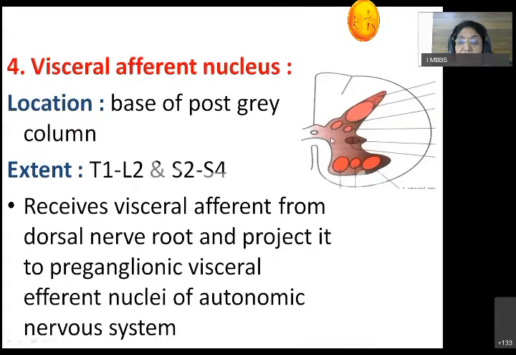It receives afferents. From where does it receive afferents? It receives afferents from the dorsal nerve root and projects them to the preganglionic visceral efferent nuclei of the autonomic nervous system. That means the visceral efferent nucleus is related with the autonomic nervous system.